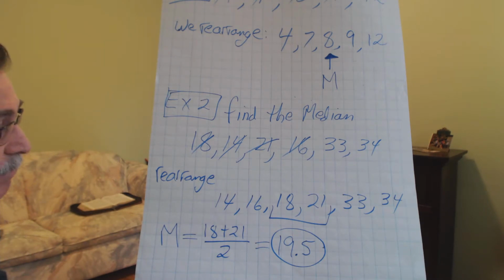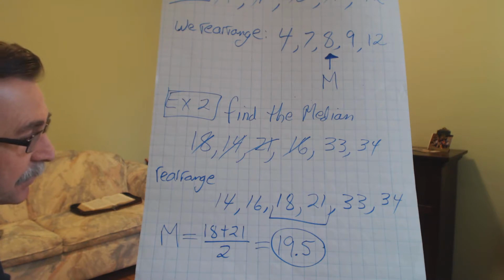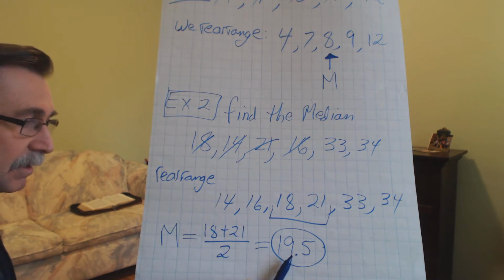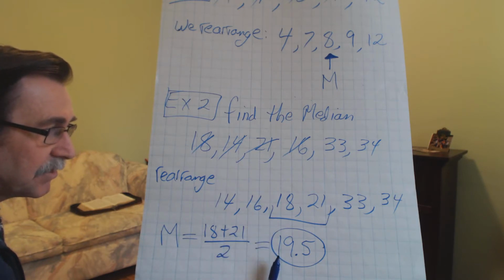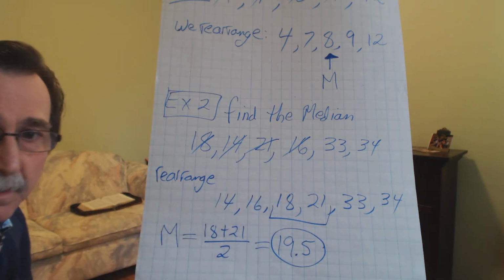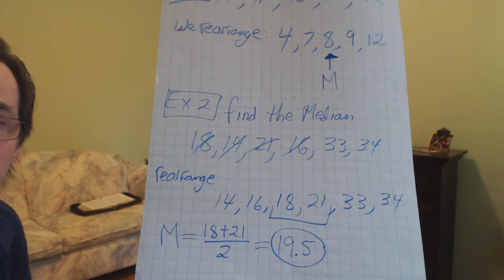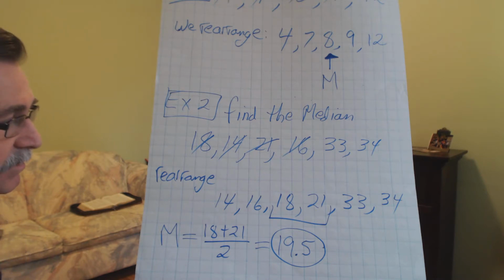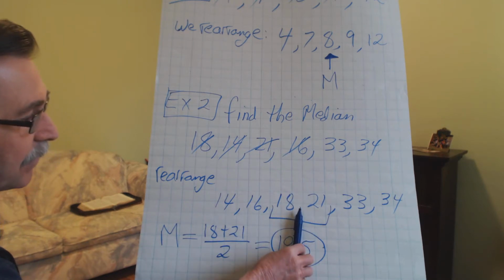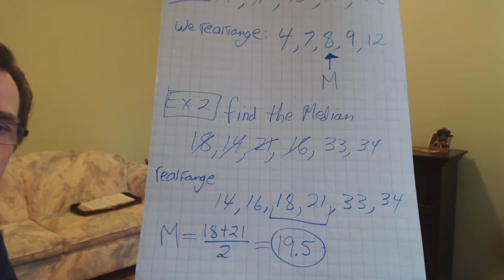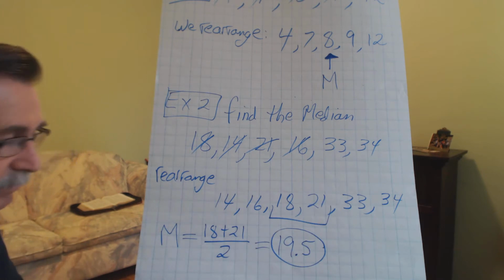Okay, so that is the median in this set of numbers. You can see that in this particular set, the median is not even a member of that list. But it is a number that represents the middle of the set. So 19.5, 3 are less than that, and 3 are more than that.